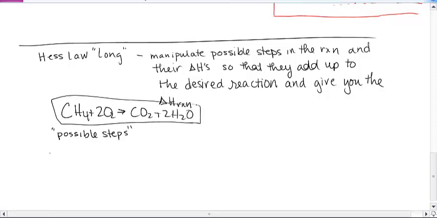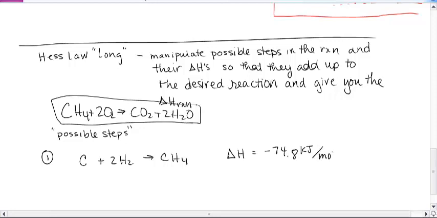I'm going to give you some possible steps. These would need to be given to you. Here's one. Carbon plus 2 hydrogen yields CH4, and the delta H for that is negative 74.8 kilojoules per mole of methane. That in and of itself isn't important, but these are possible steps. You'll see how they come together.